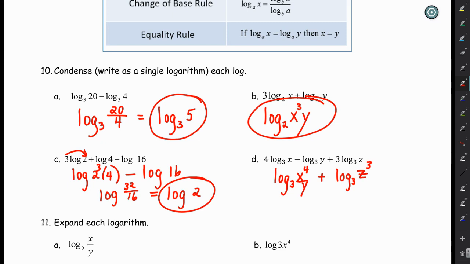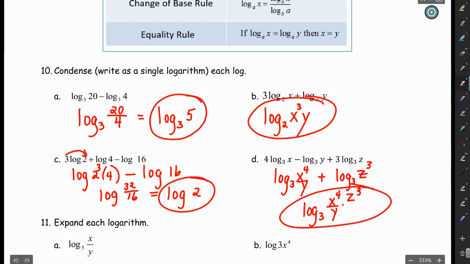All right, now we have this addition between, so when we condense them, it's going to be multiplication, and that's times z cubed. Remember, z cubed is over 1. We want to make sure we don't put that in the denominator. And so that is our final answer.